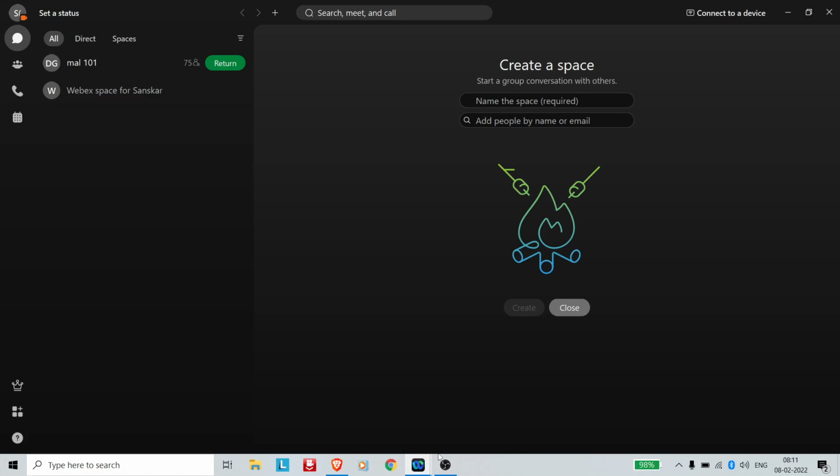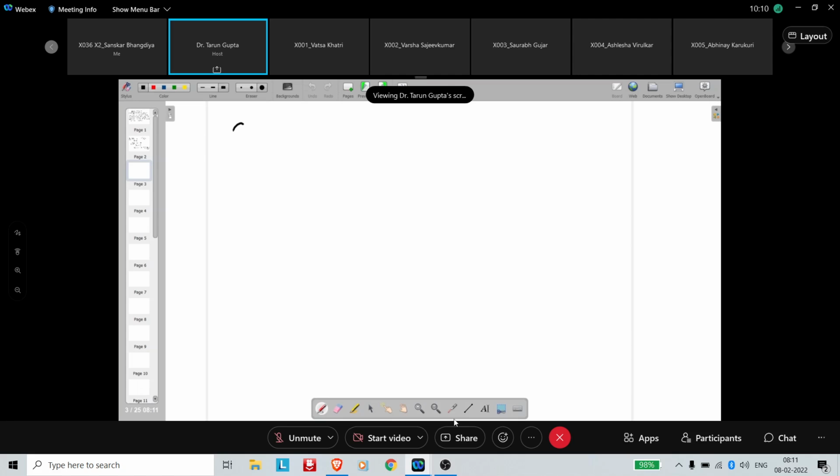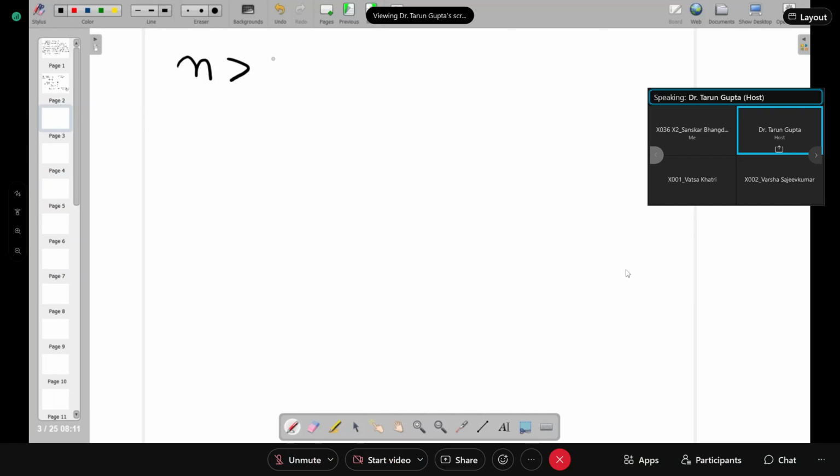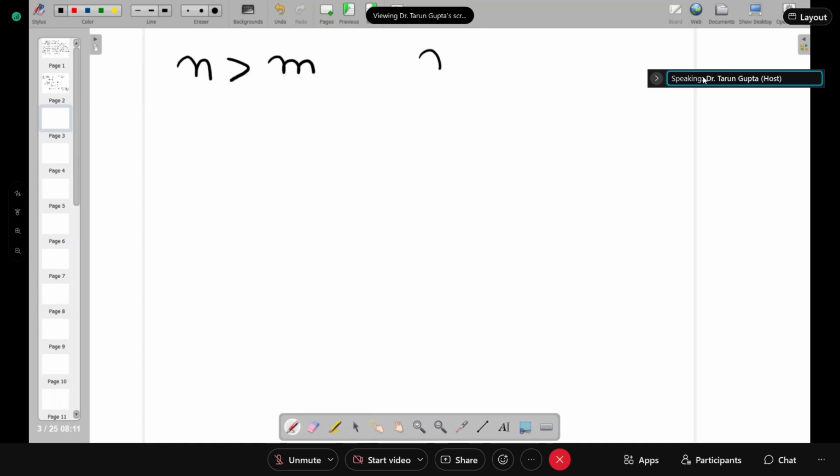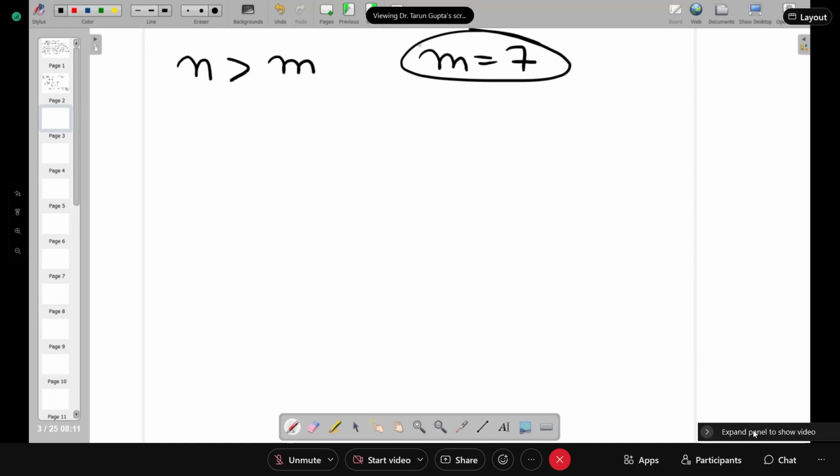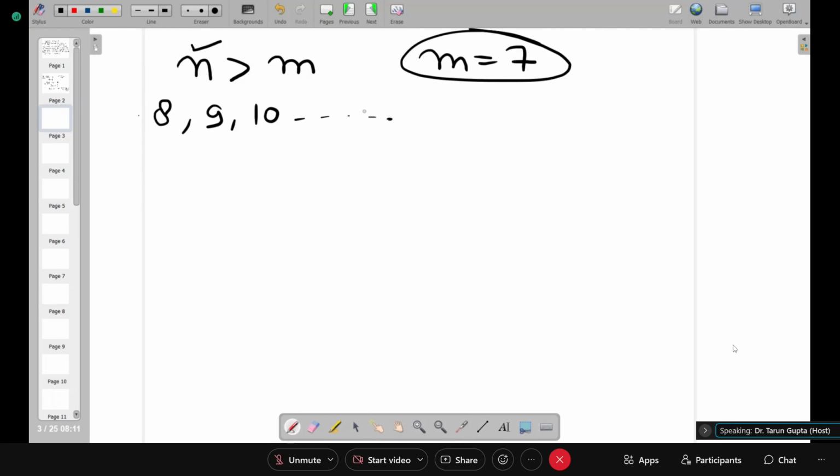Okay, n is greater than this. So n is greater than 7 means our m is 7 here, and n is also a natural number, so n will be 8, 9, 10. These are the values of n. So what is the meaning of this limit?